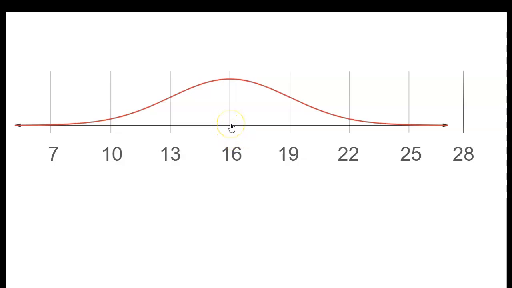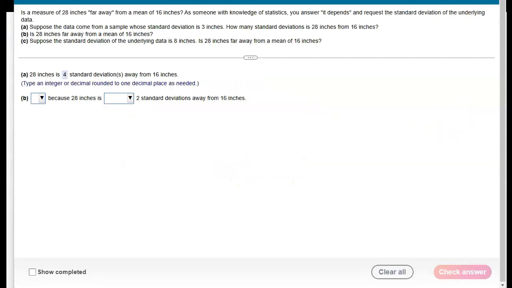And then we count from the center the number of tick marks. So that's 1, 2, 3, 4. So in other words, we are 4 standard deviations away from the mean 16. So ultimately, when we come back to this question, is 28 far away? We're going to use 2 standard deviations as being anything further than 2 standard deviations away from the mean is far away. We would say yes, because 28 is more than 2 standard deviations away from the mean 16.